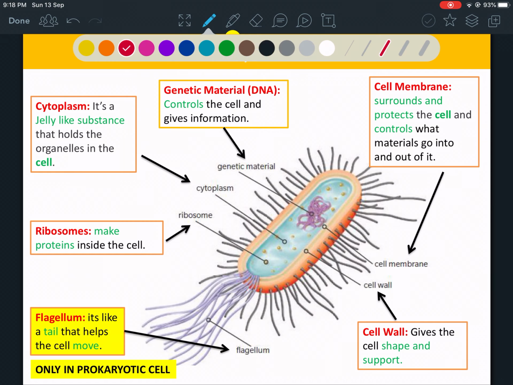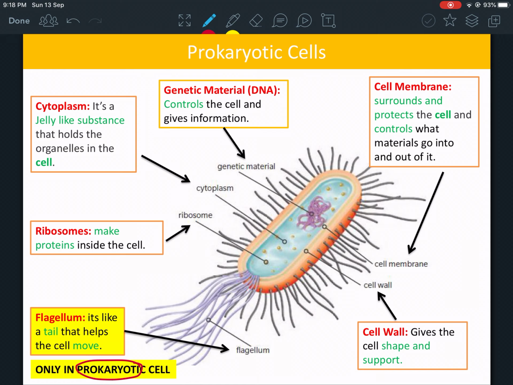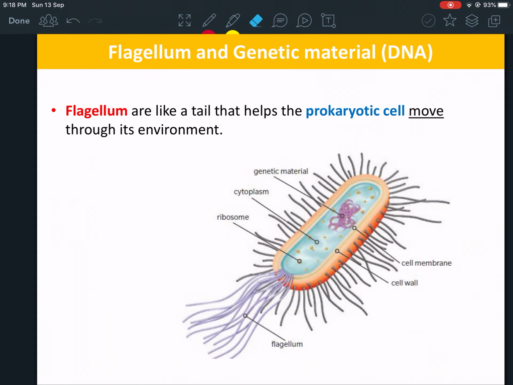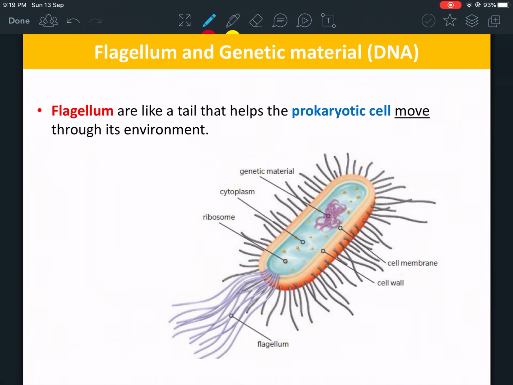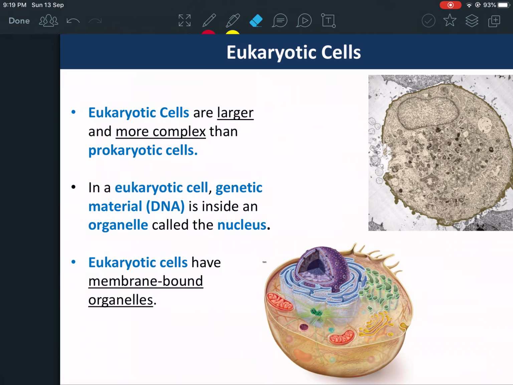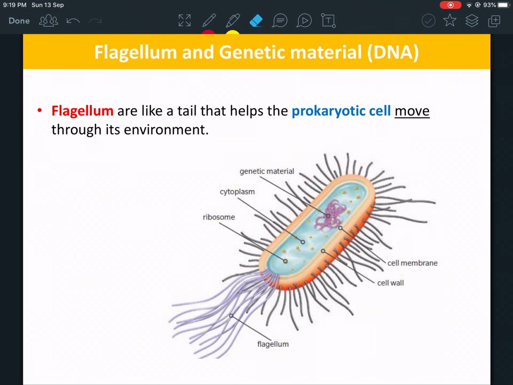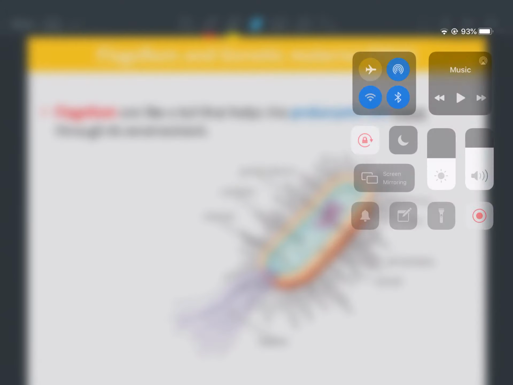And see here, I put a note, only in prokaryotic cell. Flagellum, which is this tail, is only found in prokaryotic cell. Okay, eukaryotic cell, which we're going to talk about later, you don't find the flagellum inside of it. Okay, so look, I'm showing you here. Flagellum are like a tail that helps the prokaryotic cell move. Okay, that's it for today. The rest about the eukaryotic cell we will take tomorrow. Okay, we will take next week actually.